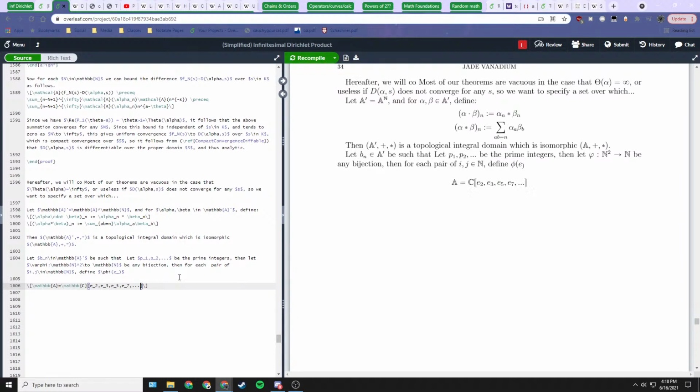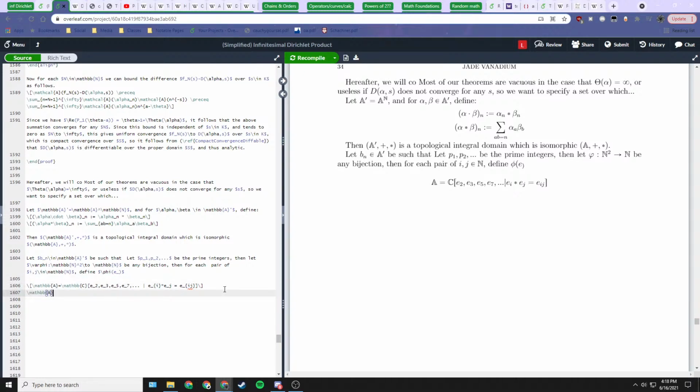Actually, that's pretty much it, with the rule that E_i times E_j is equal to E_ij. So this is sort of the rule to generate. If you have A and you want to generate from C, you just include infinitely many elements, indexed by the prime numbers, with this law that if you multiply two of them, you get this thing. A prime is essentially the same thing.